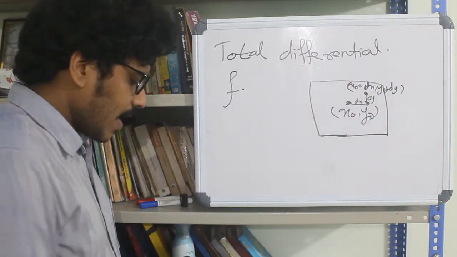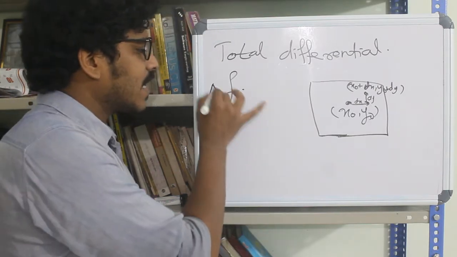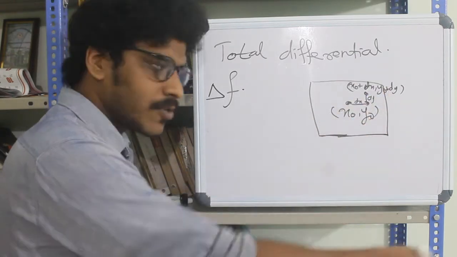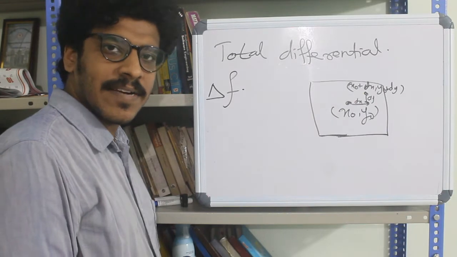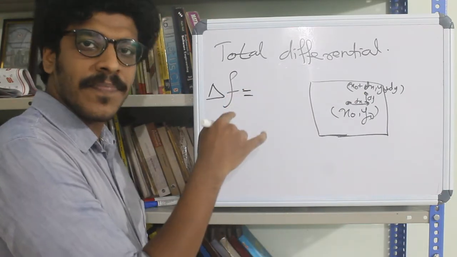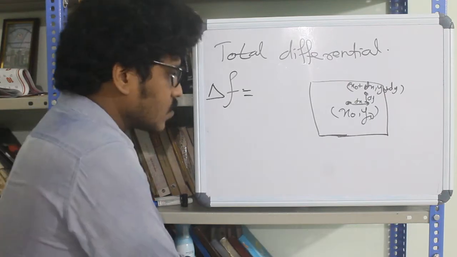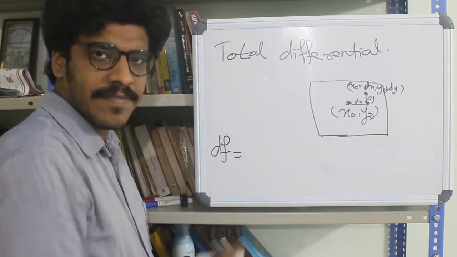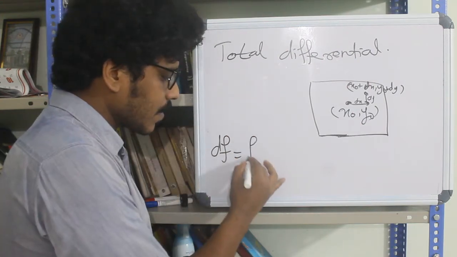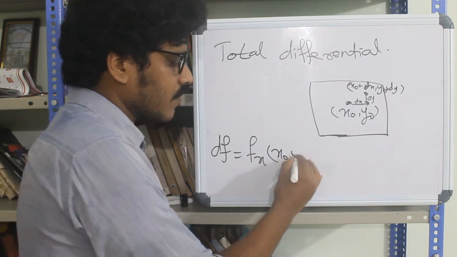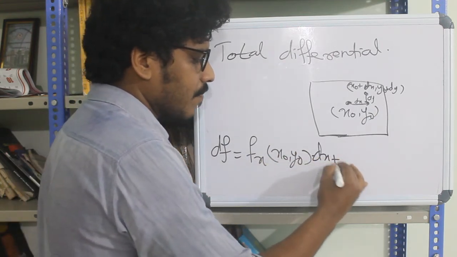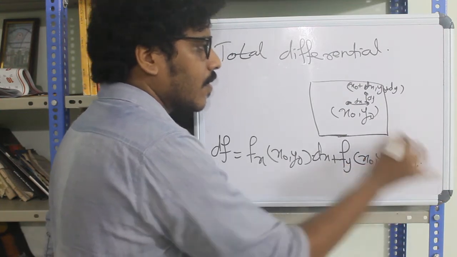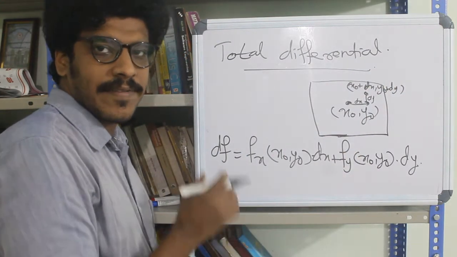Consider this situation, and we have seen delta f, the change in f when we make such a change from x0, y0 to x0 plus delta x, y0 plus delta y, and we have explained this change in terms of partial derivatives. So here we define another concept, the total differential, as df, which is equal to fx at x0, y0 into dx plus fy at x0, y0 into dy. So this is the total differential.